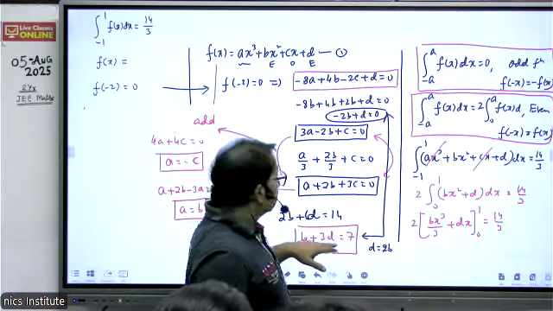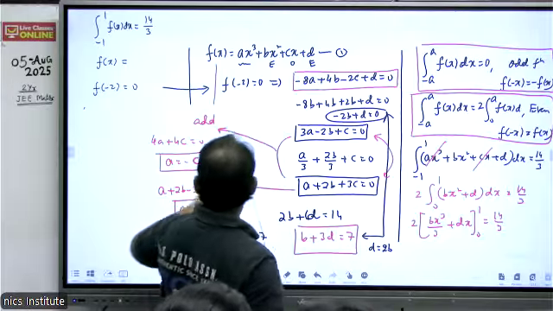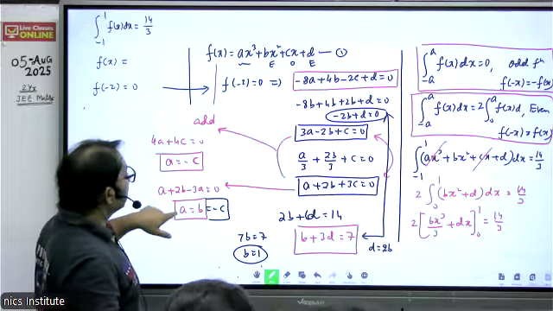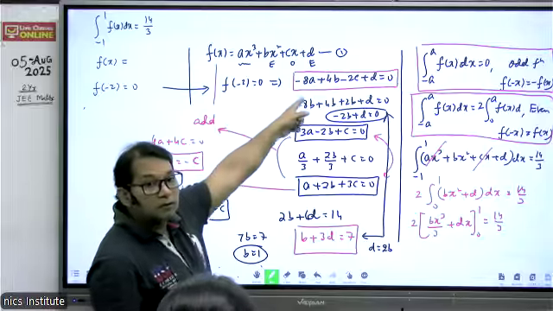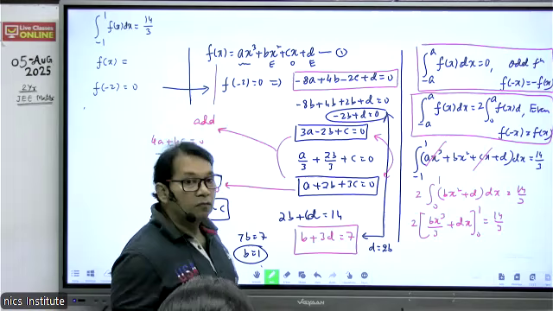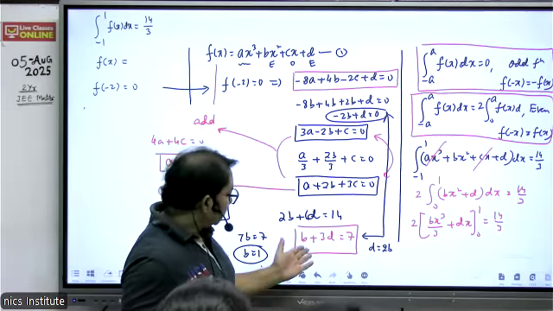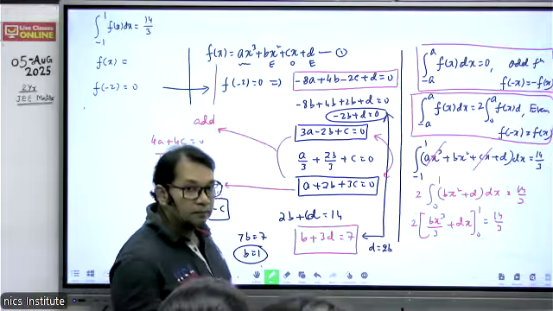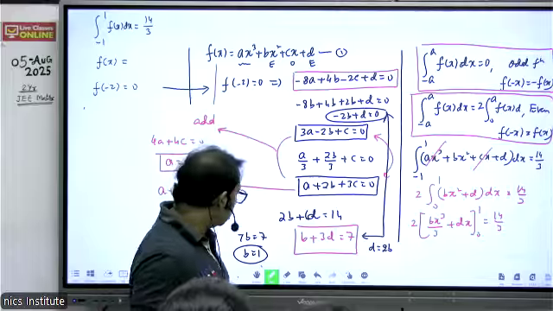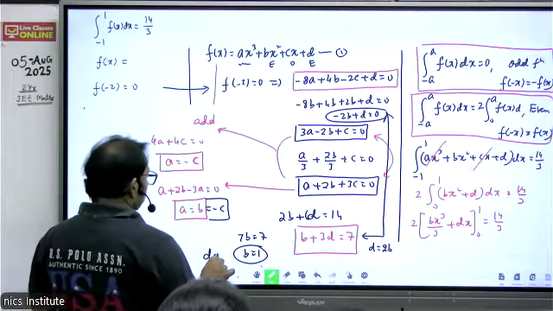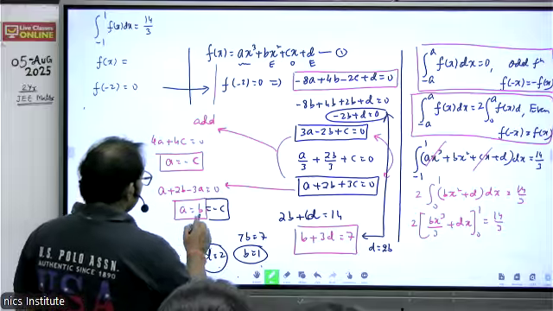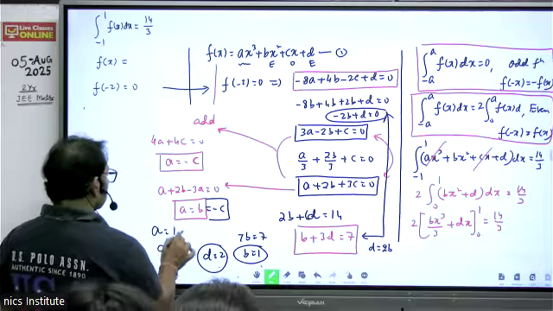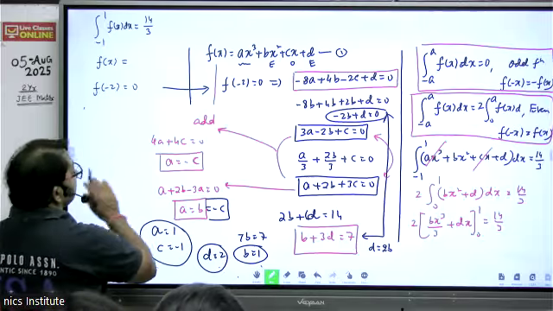I replaced a by b and I replaced c by minus b in this equation. Yeah. So you substitute b is equal to 1, you get the value of d also. D is coming out to be 2. B is 1, that means a is also 1. B is 1, that means c is minus 1. So we get all the values.